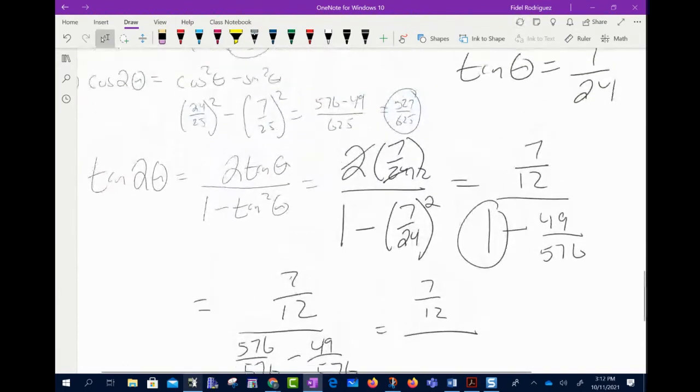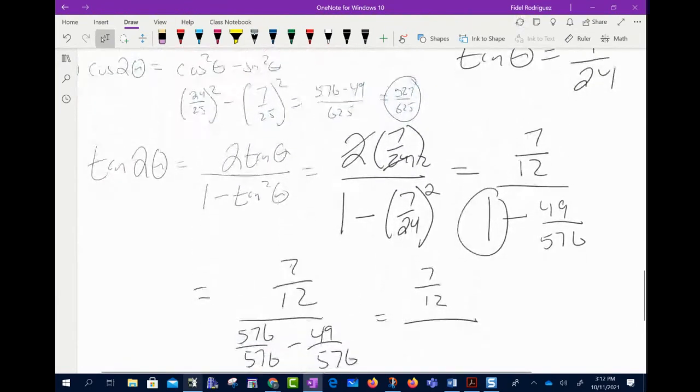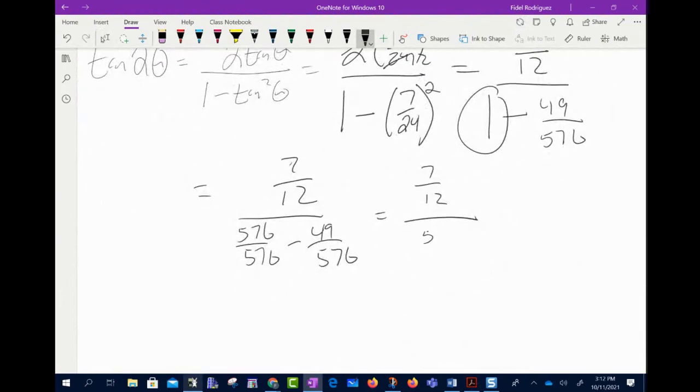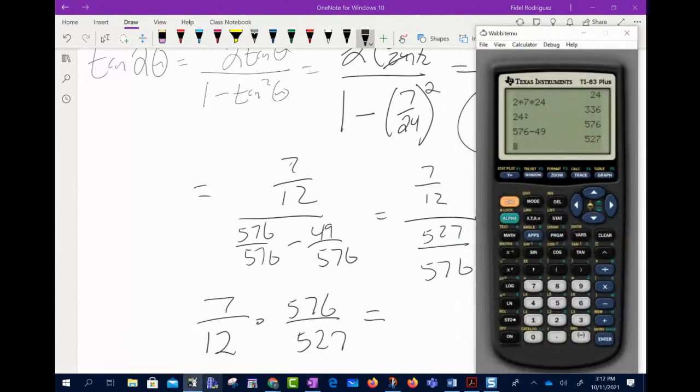And did we do 576 minus 549 earlier? Yeah, 527? That's what you were saying, right, John? Over 576. And then what do we got to multiply now, y'all? Reciprocal. So 7 over 12 times 576 over 527. And y'all, I'm just going to do this on my calculator because it's going to be so much easier.